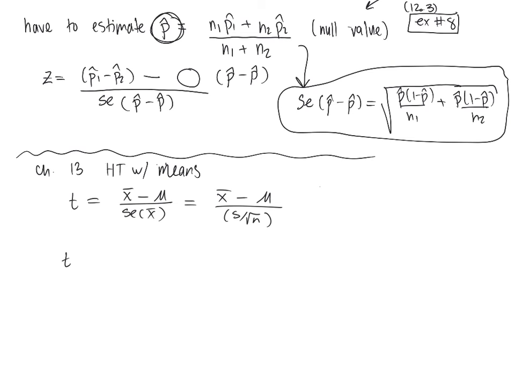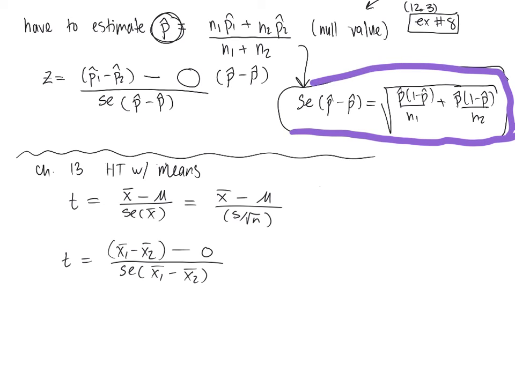Or what if you had two population means? X1 bar minus X2 bar minus, which probably would be 0 in this case, because you're assuming that there's no difference, over standard error of X1 bar minus X2 bar. Yep, and that could be pooled or unpooled, but it's the same as the confidence interval standard error. Okay. But the thing that I think you should be really careful about is this guy. That's the only thing that I think is seriously tricky.